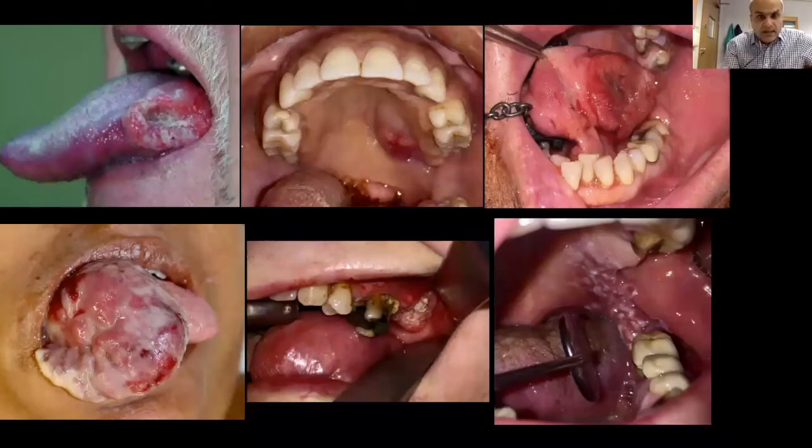These are the easy ones. This is what I do for a living. This is my day job. So these are all cancers. That's a very young patient. She is in her early 30s with a nasty, rapidly progressing tongue SCC.